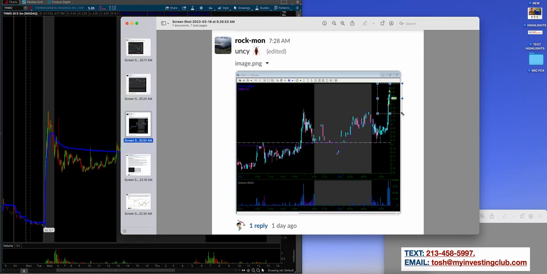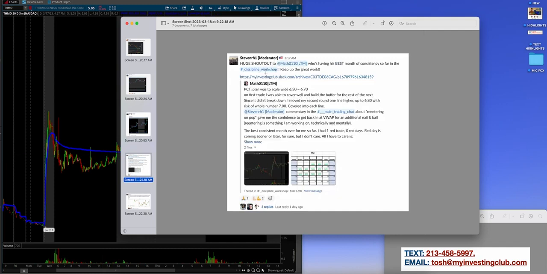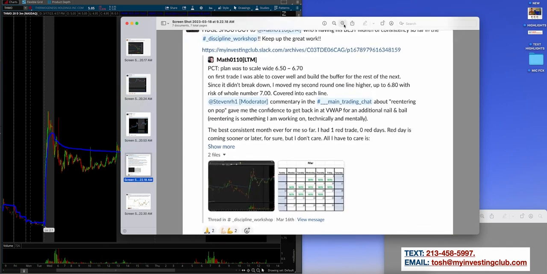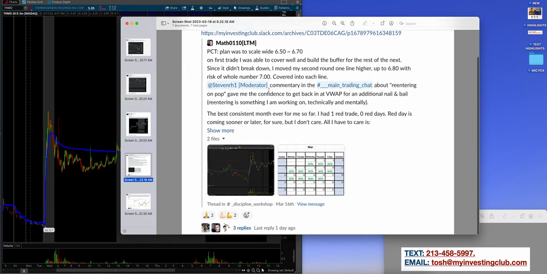UNCY, here's the thing, guys. You're not going to win every time. So frontside shorts require frontside covers or a frontside stop out if you're wrong. I love the risk management here, what Rockmon did. Oh my God, check this out. I know I'm rambling, but check this out. Math0110, I'm talking fast. This kid, look at this, guys. That's a full green month. I remember the days when this guy could not pull months like this. He is pulling some serious months.